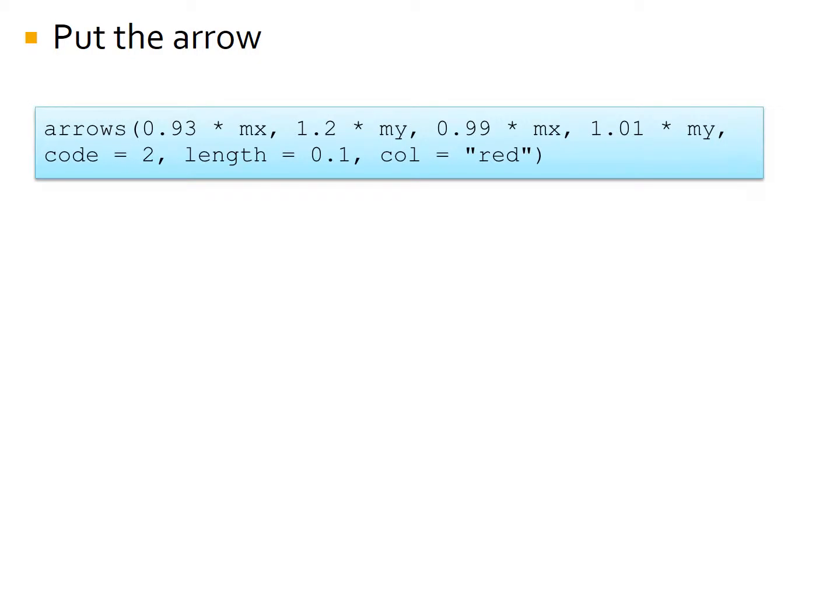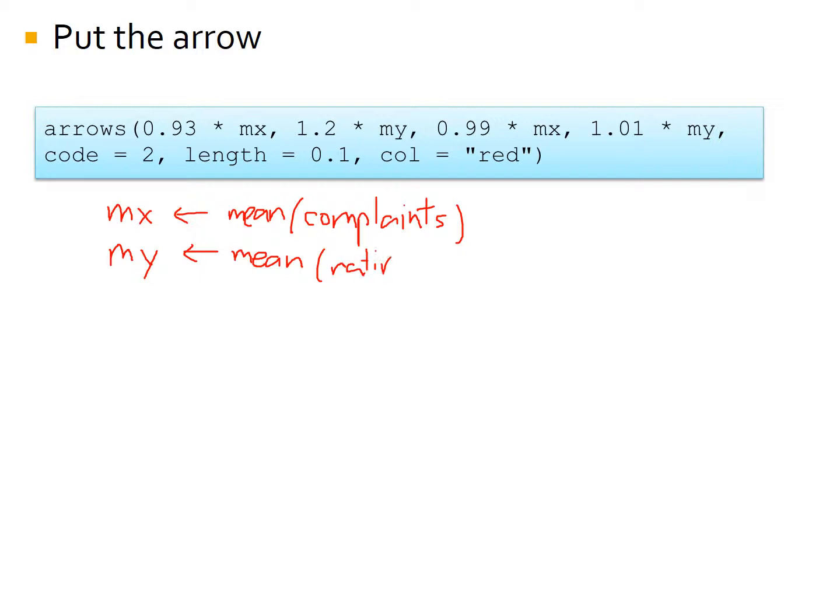Already. So right now I would like to put the position of the mean coordinate, the mean coordinate of the data. I forgot to say, okay, where is my coordinate? So first I need to have mx, right? mx representing the mean of the complaints. And my supposed to be the mean of the rating. I'm not sure whether I need to have the S or not.